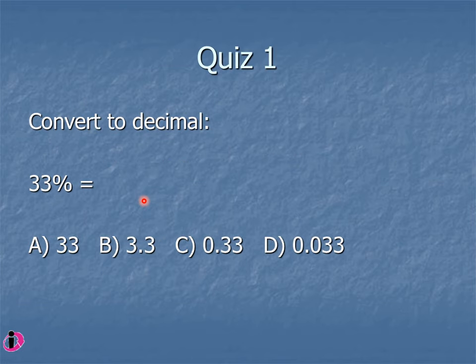Let's look at a couple of examples. Let's say we have 33%. Can you find the decimal for this one? What is the decimal point here? It's just right after the last 3, right? And we move it 2 positions to the left here. Let's make it 0.33. So the right answer is C, right?